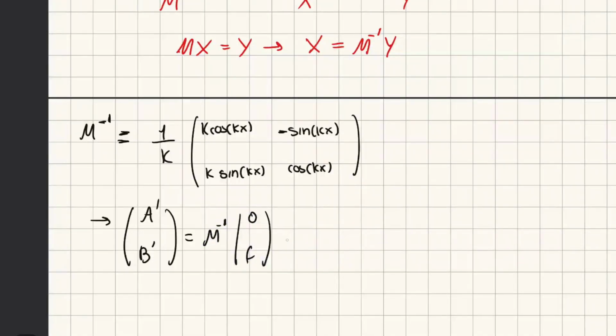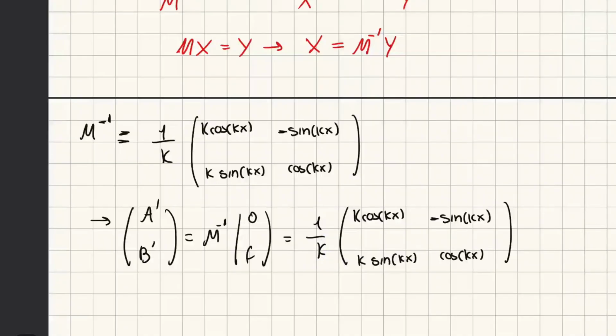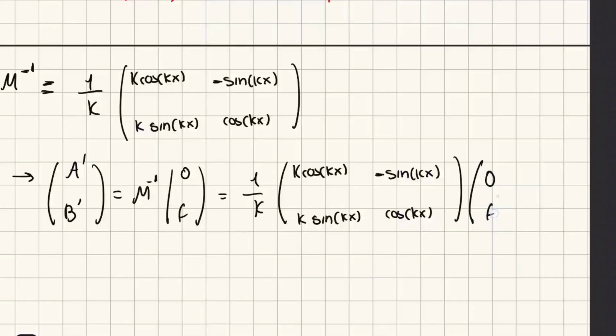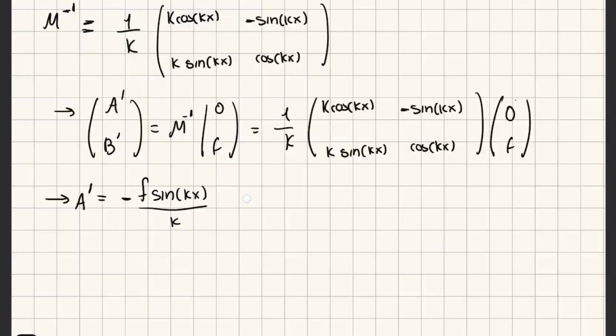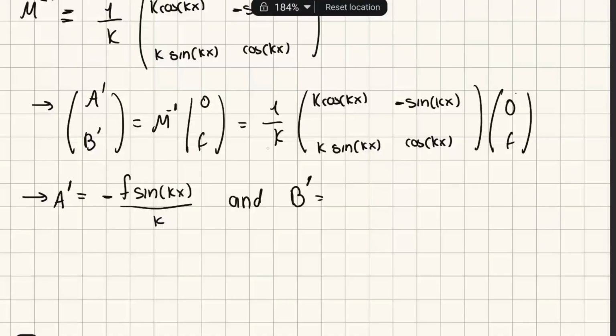Perfect. So with this, we can say that a prime, b prime is equal to M inverse times 0, f, which is 1 divided by k times this matrix. And then this multiplies 0, f. Perfect. So from here, we see that a prime is going to be 1 over k times this times 0 is 0, and then minus sine f. So it will be minus f sine of kx divided by k, and b prime is equal to f cosine of kx divided by k.